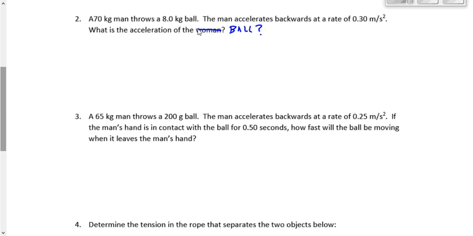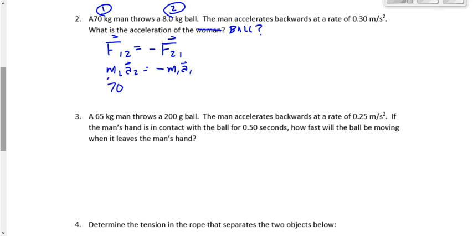We're going to say that the man is object number 1 and the ball is object number 2. If we do that, then the force of 1 on 2, or the force of the man on the ball, is equal and opposite to the force of the ball on the man, F21. We're going to say M2 times A2. That's the net force on the ball, which is equal and opposite to the net force on the man, negative M1 times A1. The mass of the man is 70 kilograms. We know the acceleration of the man is 0.30, but backwards. So I'm going to make it negative.